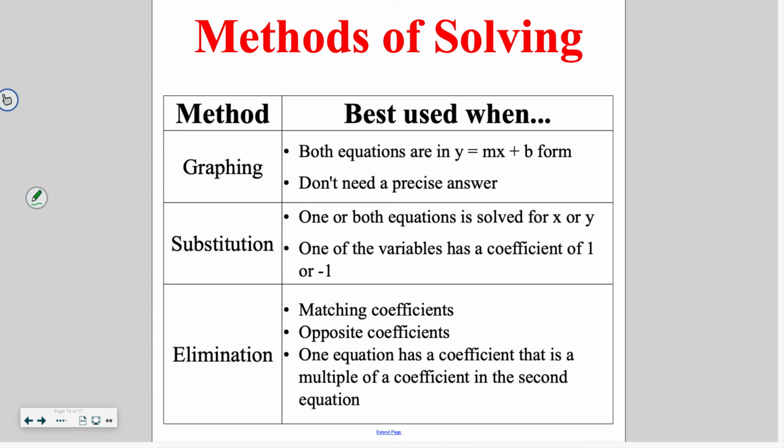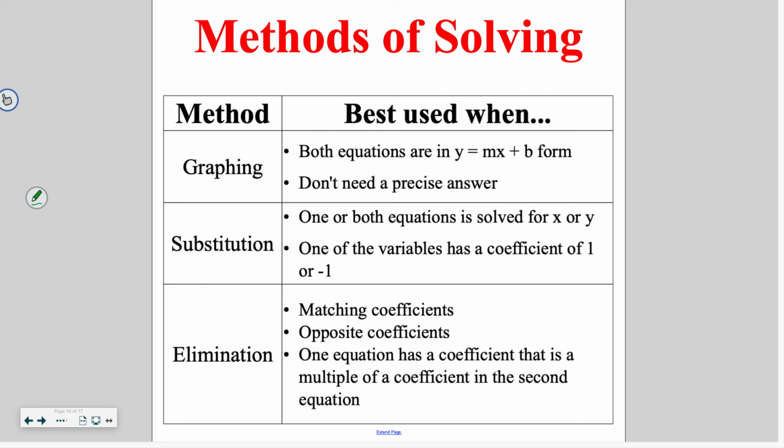Graphing, if we have something in y equals mx plus b format, where it's easy and quick for us to find that y-intercept, use the slope to find a second point, draw the lines, it's going to be okay to graph. The key thing with graphing is it shouldn't have to be a precise answer. If you're quickly tossing around the graph saying it's about this point of intersection and that's good enough, then go ahead and use graphing. This is probably the method that you will use least often to solve a system of equations.